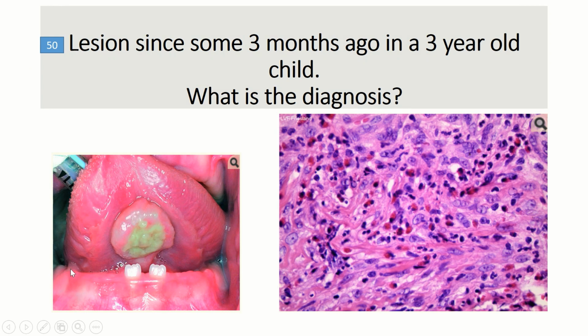And here you see an ulcer on the tongue, and here is a histopathology full of eosinophils, indicative of eosinophilic ulcer of the oral cavity, oral mucosa, or tongue. Eosinophilic ulcer of tongue or oral mucosa.